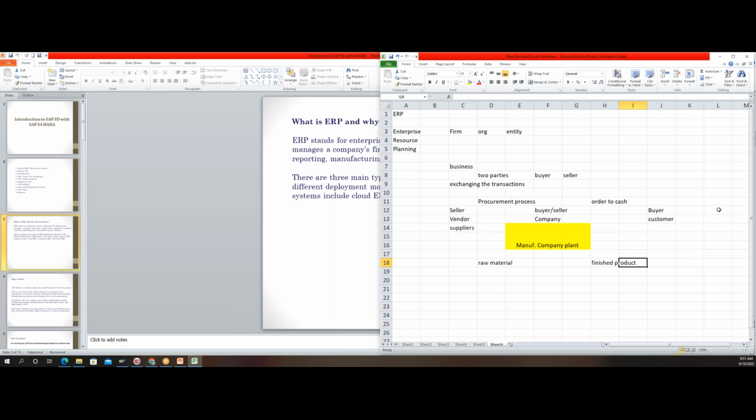What next? After that, we have something called account receivables, and we collect the payment. We sold the product to a customer. What is the next step? We generate an invoice and then share it with the customer, and the customer will pay for it. The payment received from the customer is account receivables.